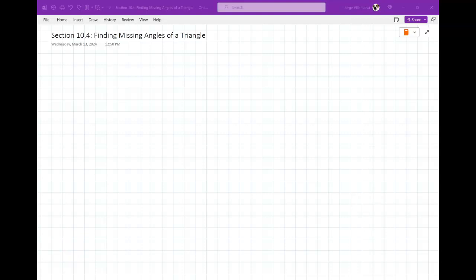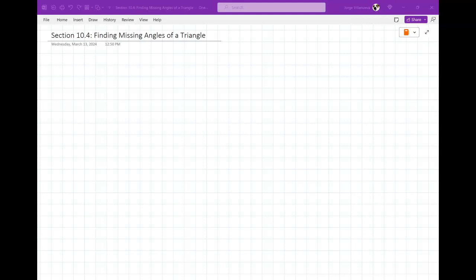All right, so section 10.4 is called finding missing angles of a triangle. That means they're going to give us two sides of a triangle. Like yesterday, they gave you one side and you had to figure out the missing side. This time they're going to give us two sides and the angle will be unknown. It's going to be an x or a theta, depending on what they want to do. But the angle will be unknown, and then from there you are supposed to figure out what the angle is.